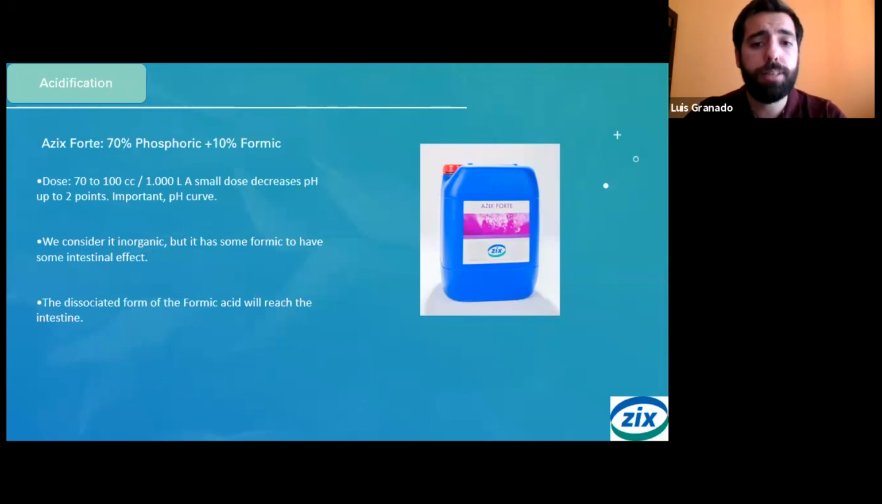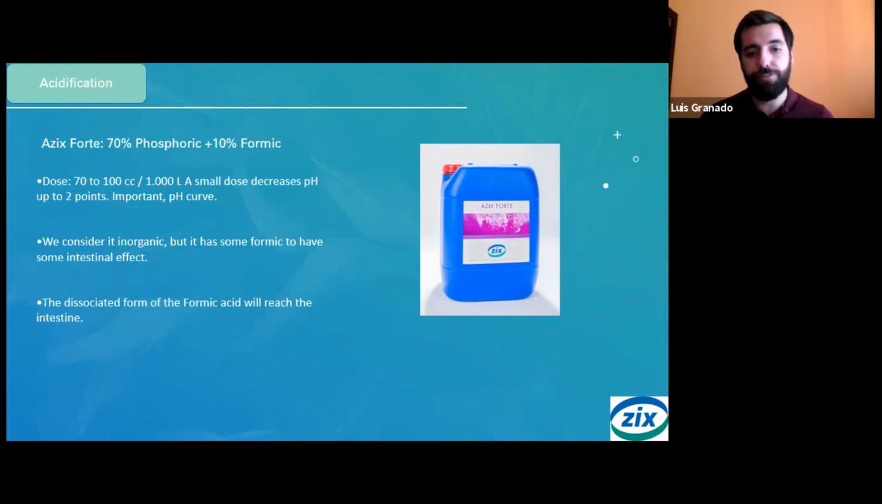We consider the product as an inorganic acid product. Also, as you see, it has got a little bit of formic acid, right? This formic acid will have that intestinal effect, but it will be kind of limited because we will be working at low doses, right? So we will not see a huge impact on the intestinal health, but we will have a certain level of benefit. Most of it will find itself in the not dissociated form because it goes together with a strong acid. So even this small amount of organic acid will be able to reach the intestine.